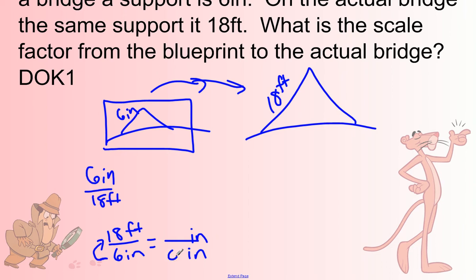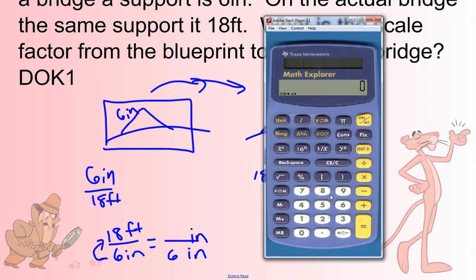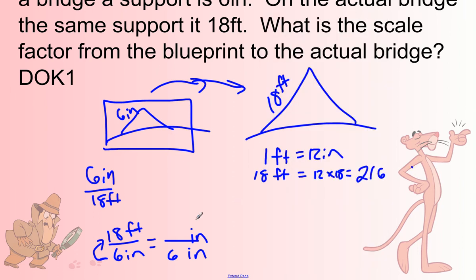So the bottom guy, well, he's already 6 inches. He's good. The top number, though, if I could turn 18 feet into inches, well, in every foot, there are 12 inches. So 18 feet would have 12 times 18 inches. 12 times 18 equals 216 inches. So that's how long this support is in inches. It's 216 inches. So now we have an actual comparison.